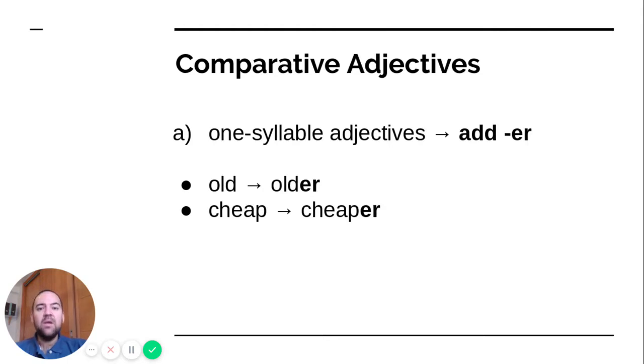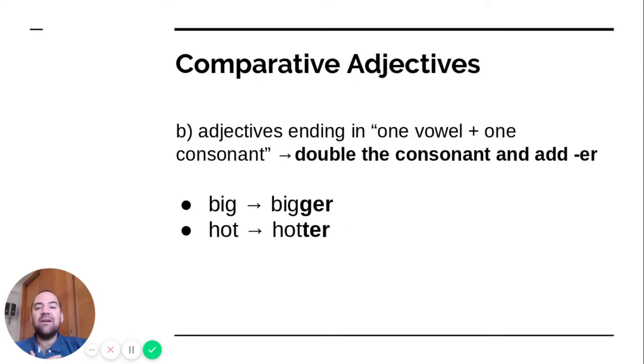The first type. One syllable adjectives, we just add er at the end. So old becomes older. Cheap becomes cheaper. These ones are nice and easy. What happens though if I have one syllable adjectives, but they follow the rule of consonant, vowel, consonant, and the vowel sound is a short vowel sound? It's not like cheap, okay? It's big, hot, okay? We add er at the end, but we have to double the consonant in the middle. So big, bigger, hot, hotter, fit, fitter, yeah? We double the consonant in the middle when it's a short vowel sound between two consonants.